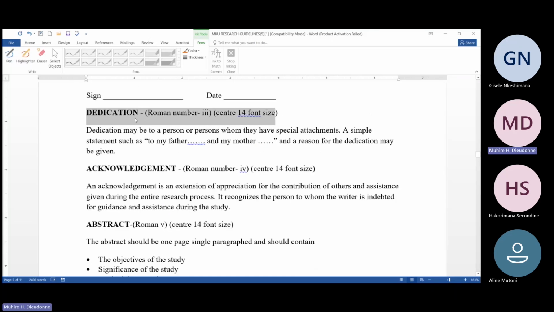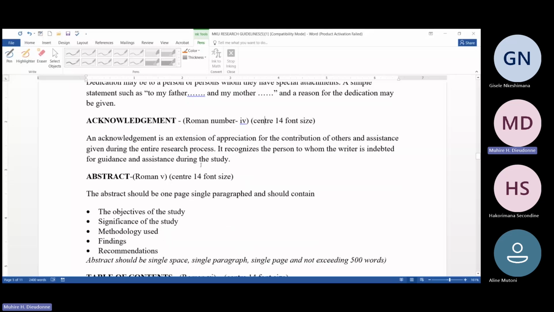Then the second page is dedication, which will be Times New Roman, and then it will be page number 3. Then font size 14, and also you dedicate. After dedication, the next page, which is page 4, will be acknowledgement, where we'll have the same font and font size and paging will be the same as before.